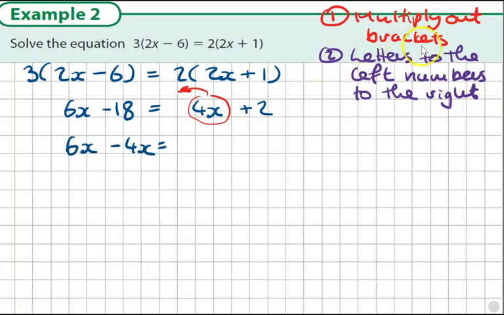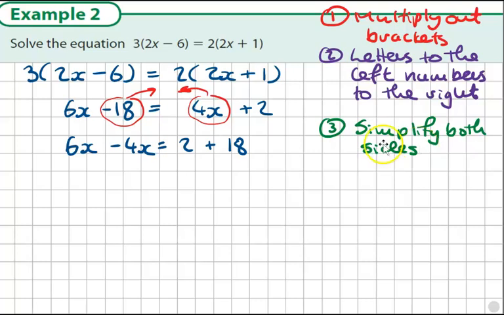So remember, the rule is letters to the left, numbers to the right. So numbers being constants. 2 is a constant. It's already on the right, so we leave it where it is. Minus 18 needs to be brought over the equal sign, and the sign will change to plus 18. So minus 18 comes over the equal sign. We bring down the 2, and we have 2 plus 18. So the sign changes.